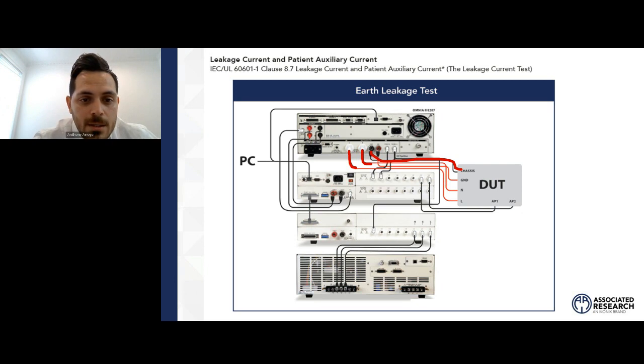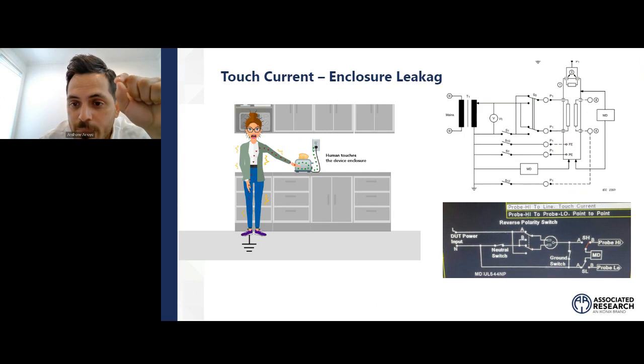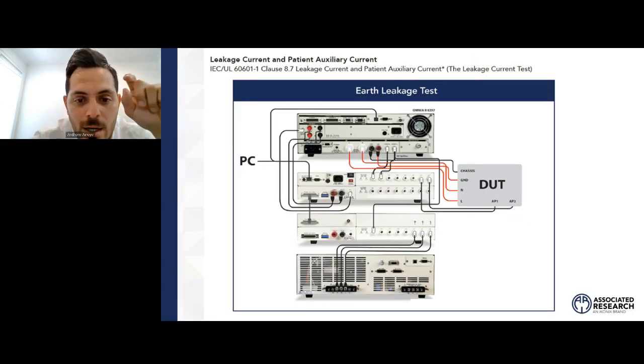Now, so that's earth leakage, right? All done via the adapter box. Now, the next test, if I can remind you guys really quick, was enclosure leakage. We're missing an E here. So enclosure leakage. So where is the MD? Between an accessible enclosure point and mains, right? So we go back, an accessible enclosure point and mains.